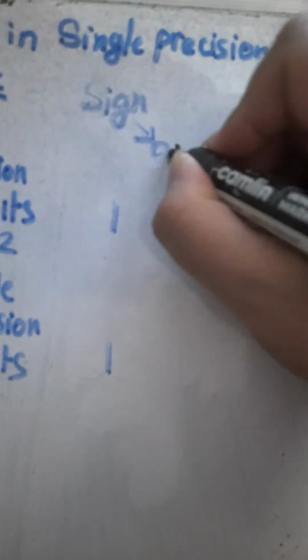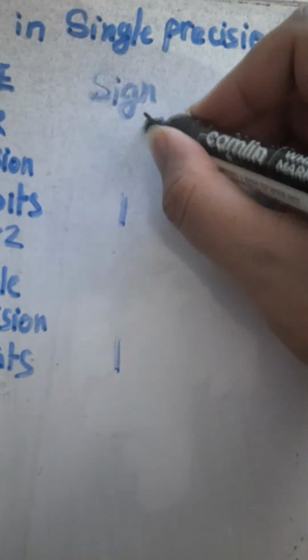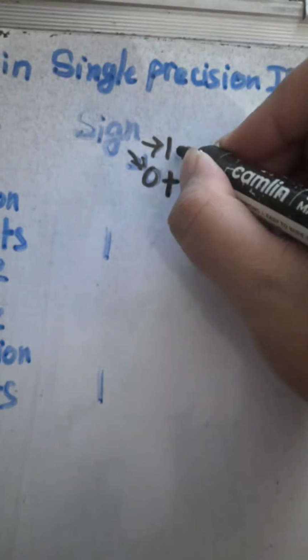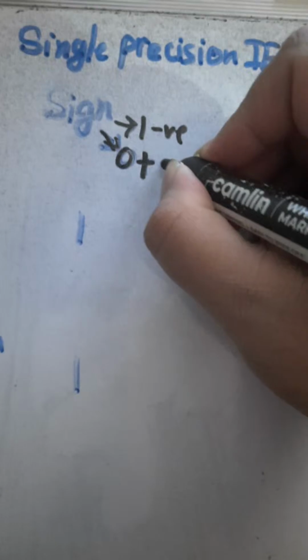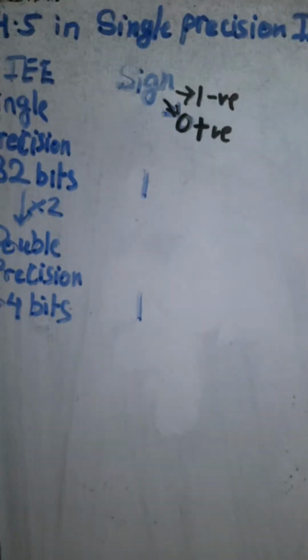Obviously we have 0 for positive numbers and we have 1 for negative numbers. So that's how we get it. So the sign has 1 bit.